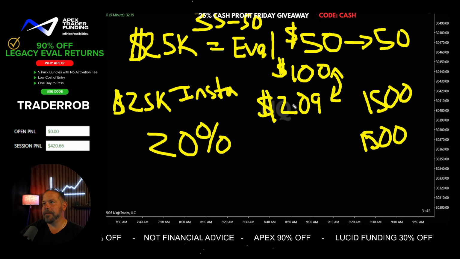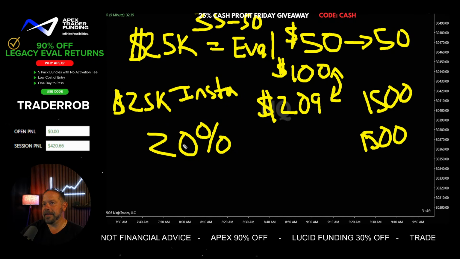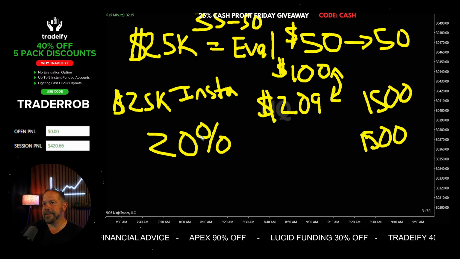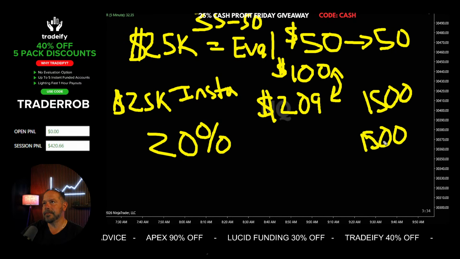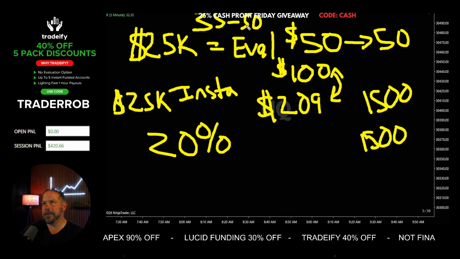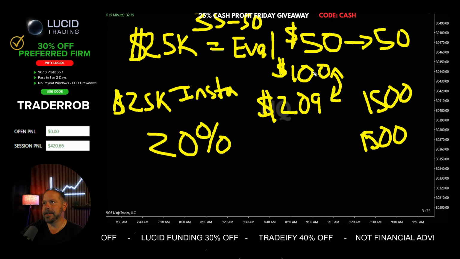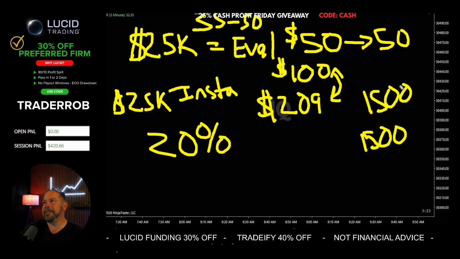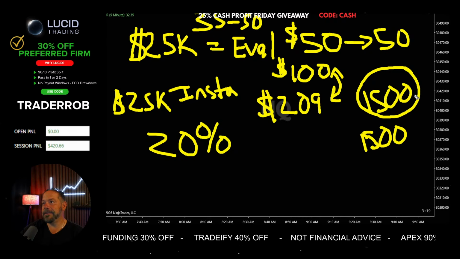It's $109 more money. It's less consistency, so that sucks. It's 20% consistency. My profit target's $1,500. For me to get this account up here, which is great, 35 to 50% consistency, maybe no consistency, cheaper, I still need to make $1,500, guys, just to get funded, just to be at zero.